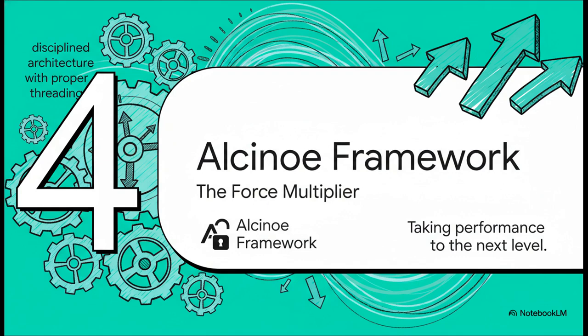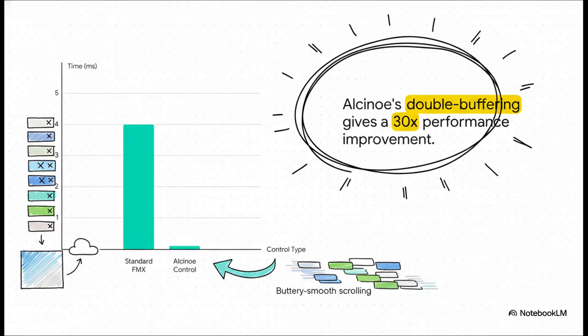So, we've upgraded our graphics with Skia, and we've cleaned up our architecture with proper threading. Now, let's talk about a force multiplier. What if you had a toolkit specifically built to fix the biggest performance headaches in FireMonkey? Well, that's exactly what the Alcinoo framework is. It's an amazing open-source library that gives you highly optimized components that can take your app's performance to a whole other level. Just look at this one example.